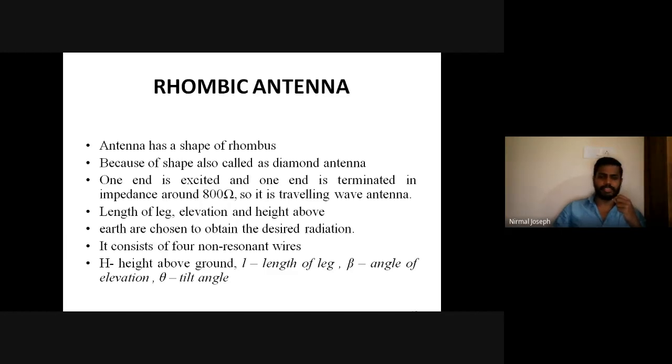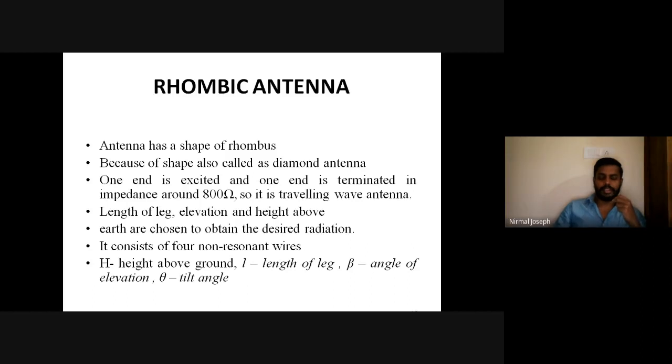If the corner angles of the rhombus are somewhat different from 90 degrees, then a rhombus can be thought of as a diamond shape, so it is also called a diamond antenna. One end is excited and one end is terminated in an impedance of around 800 ohm. So it is a traveling wave antenna.